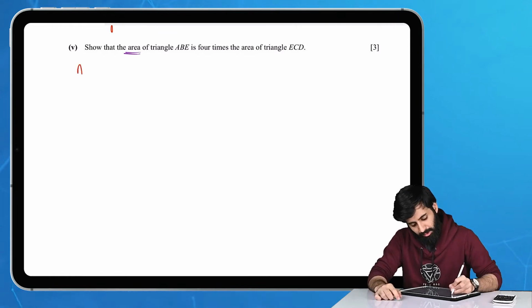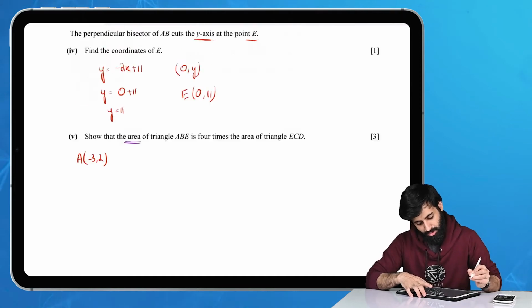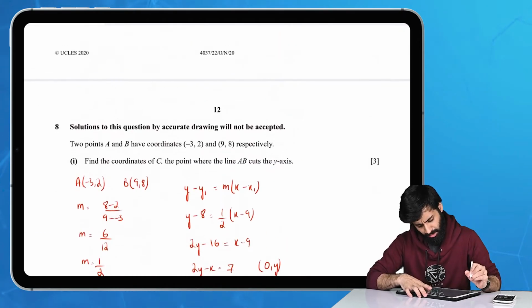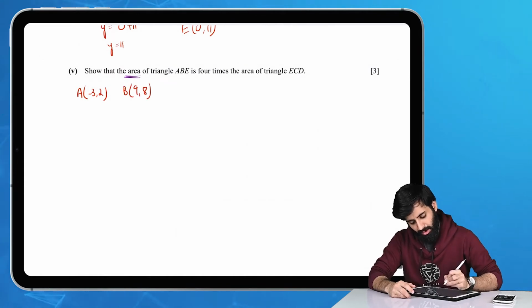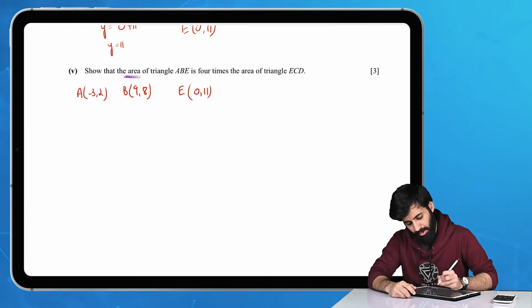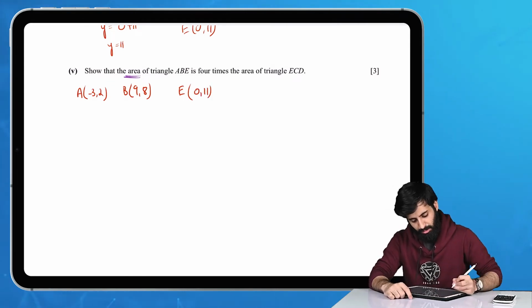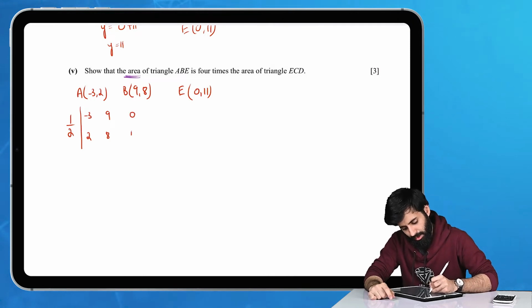So we'll write down the coordinates of A. The coordinates of A are -3, 2. Let's just double check. And B is 9, 8. Yeah, -3, 2. The coordinates of B are 9, 8. The coordinates of E are 0, 11. We just worked them out, and then this will give me the area of triangle ABE. So I'll first work this out before I move on to ECD. I'll write -3, 2, and then 9, 8, and then 0, 11, and then finally I'll write down the coordinates of the first point again, which is -3, 2.